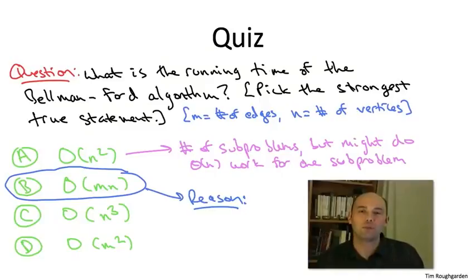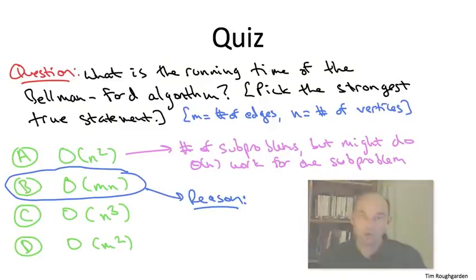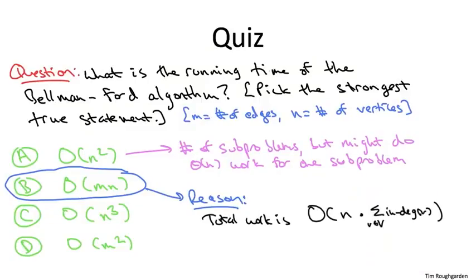So why does the bound hold? Well, think about the total amount of work done over all of the subproblems in the following way. All we're going to do is take the amount of work done in a given iteration of the outer for loop and multiply it by n, the number of iterations of the outer for loop. So how much work do we do in a given iteration, for a given choice of i? Well, it's just the sum of the in-degrees. When we consider the vertex v, we do work proportional to its in-degree, and we consider each vertex v once in a given iteration of the outer for loop.